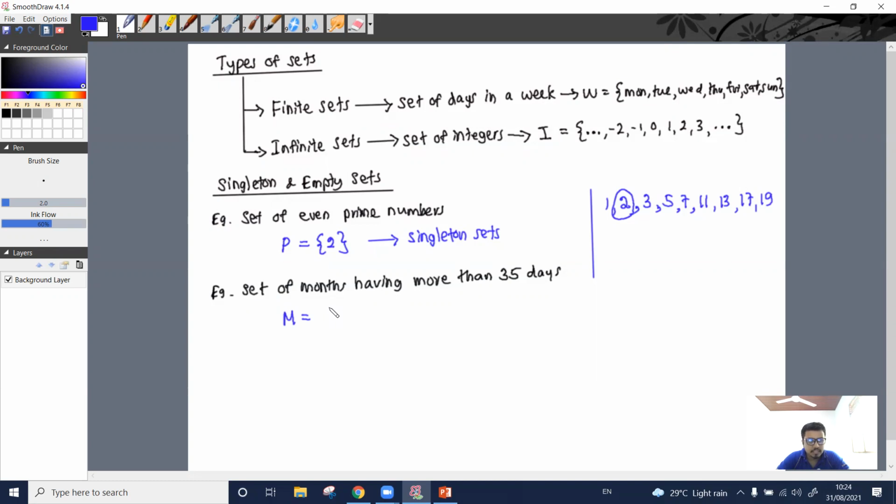දවස් 35කට වඩා තියෙන මාස සෙට් එක. What are the months with more than 35 days? Months more than 35 days. There is nothing. There is nothing.